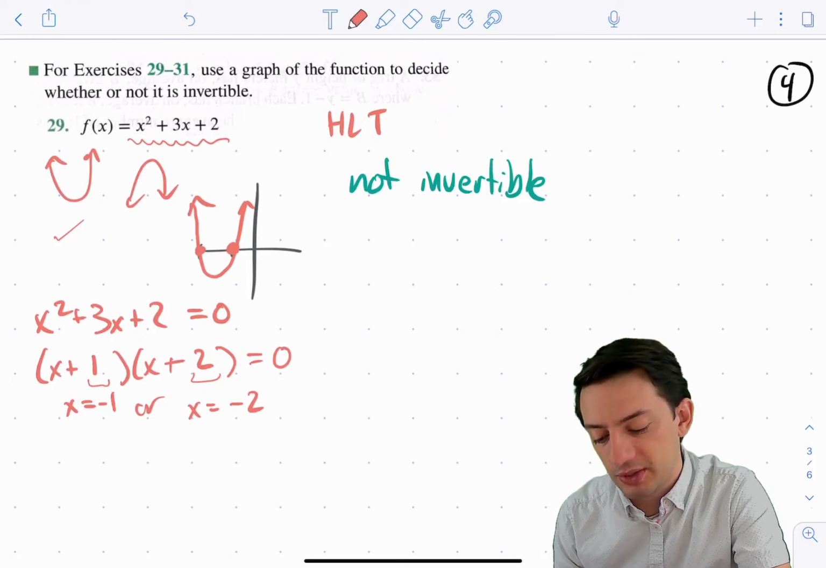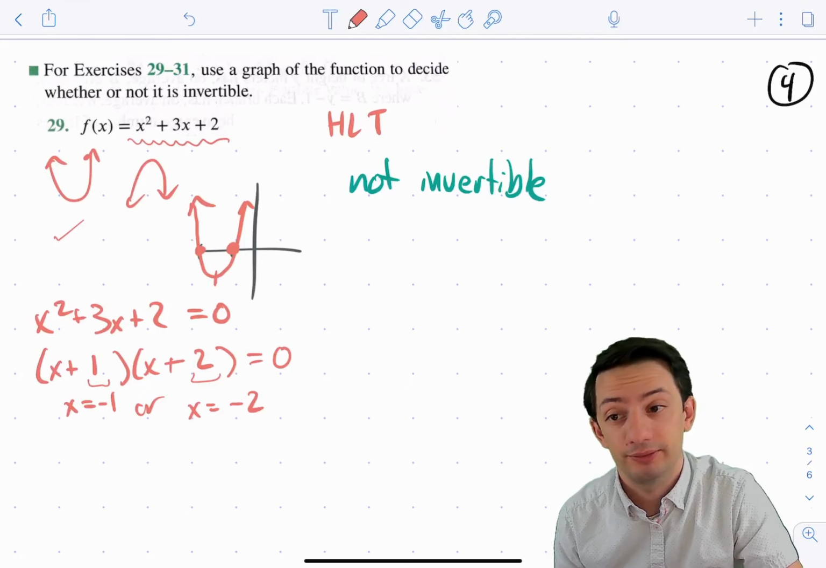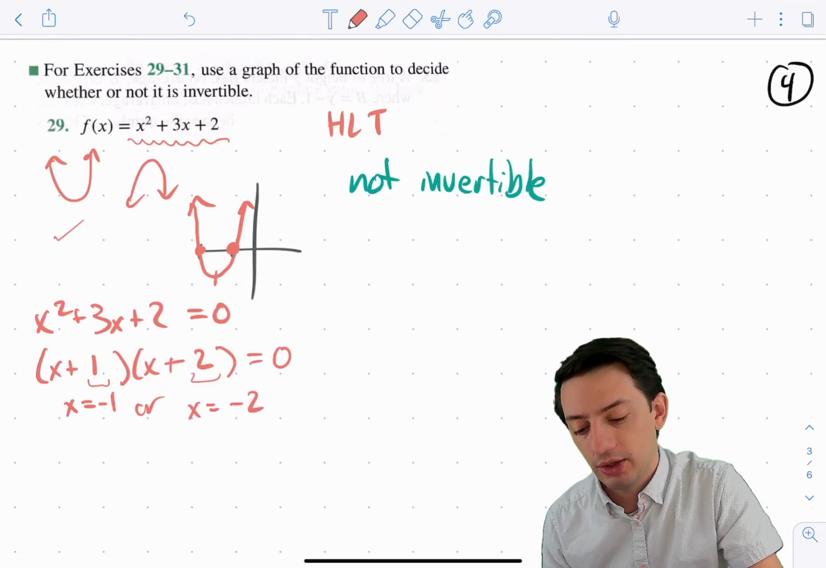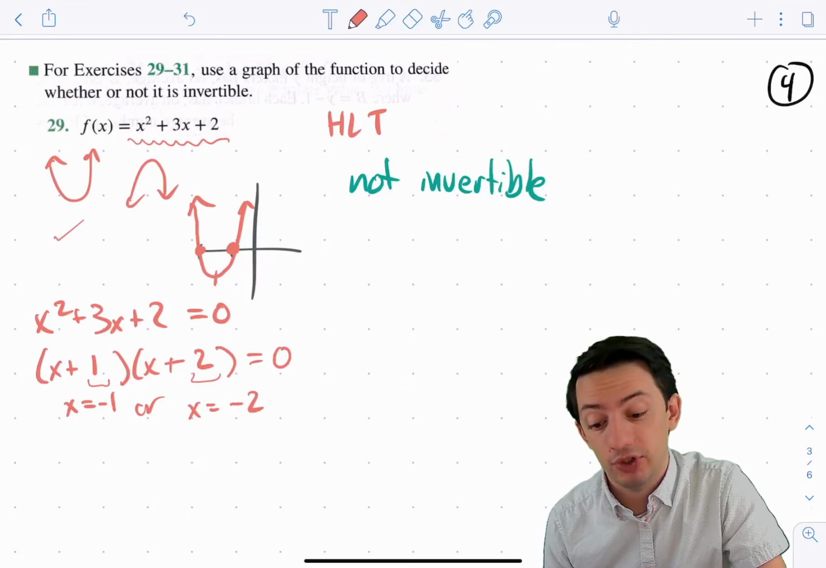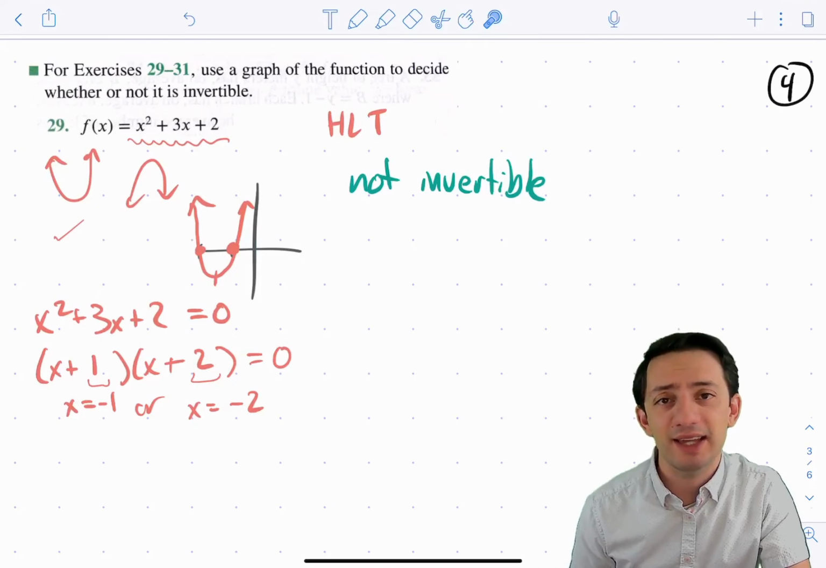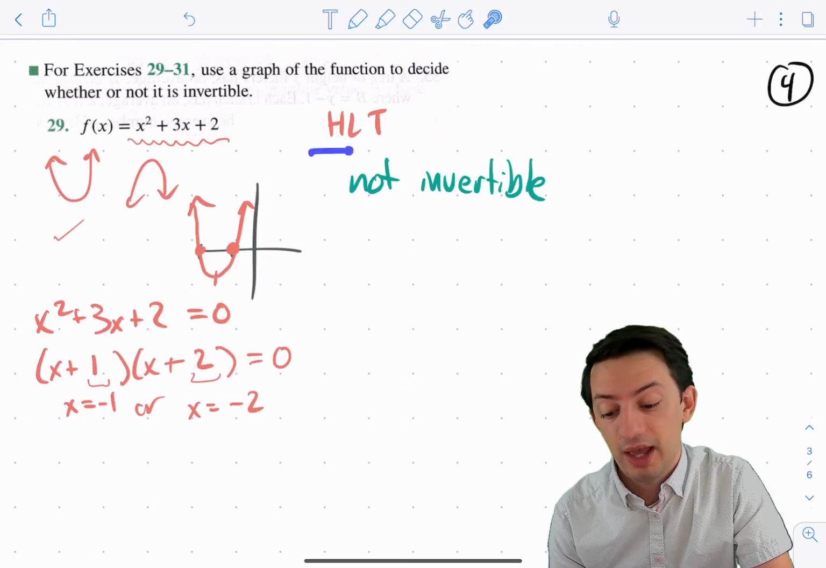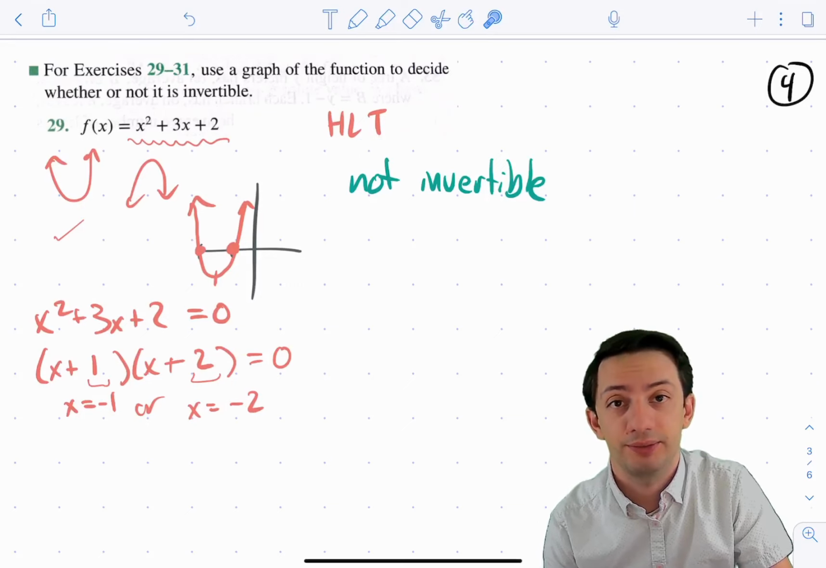To figure out where this middle is, it has to reach the bottom right in the middle, at -1.5. So you could plug in -3/2 to this and see what you get. But like we realized, that's actually not necessary for this problem, because this general shape is enough to tell us that it fails the horizontal line test.